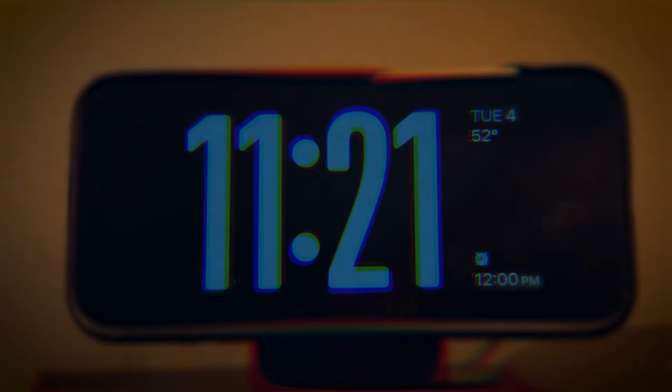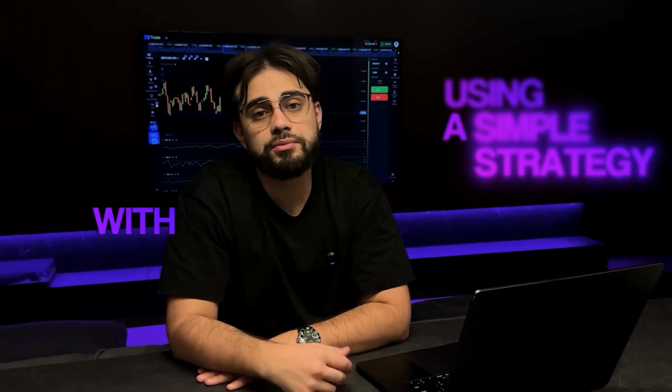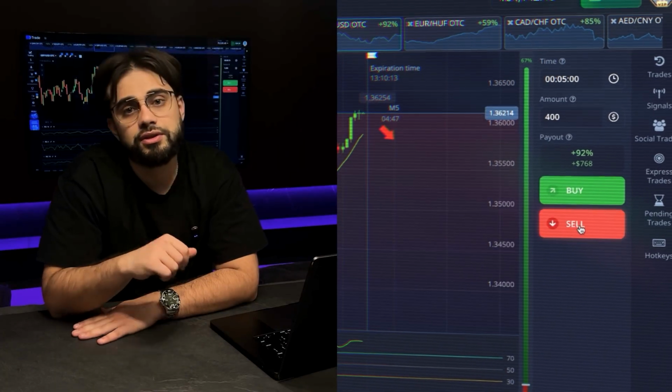During the test of this strategy, I earned $10,000 in just a few days using a simple strategy with 3 RSI indicators. If it didn't actually work, I wouldn't be sharing it with you right now. My name is Tommy Brown, and today I will show you exactly step by step how to use this strategy. I'll demonstrate everything with a real-life example.